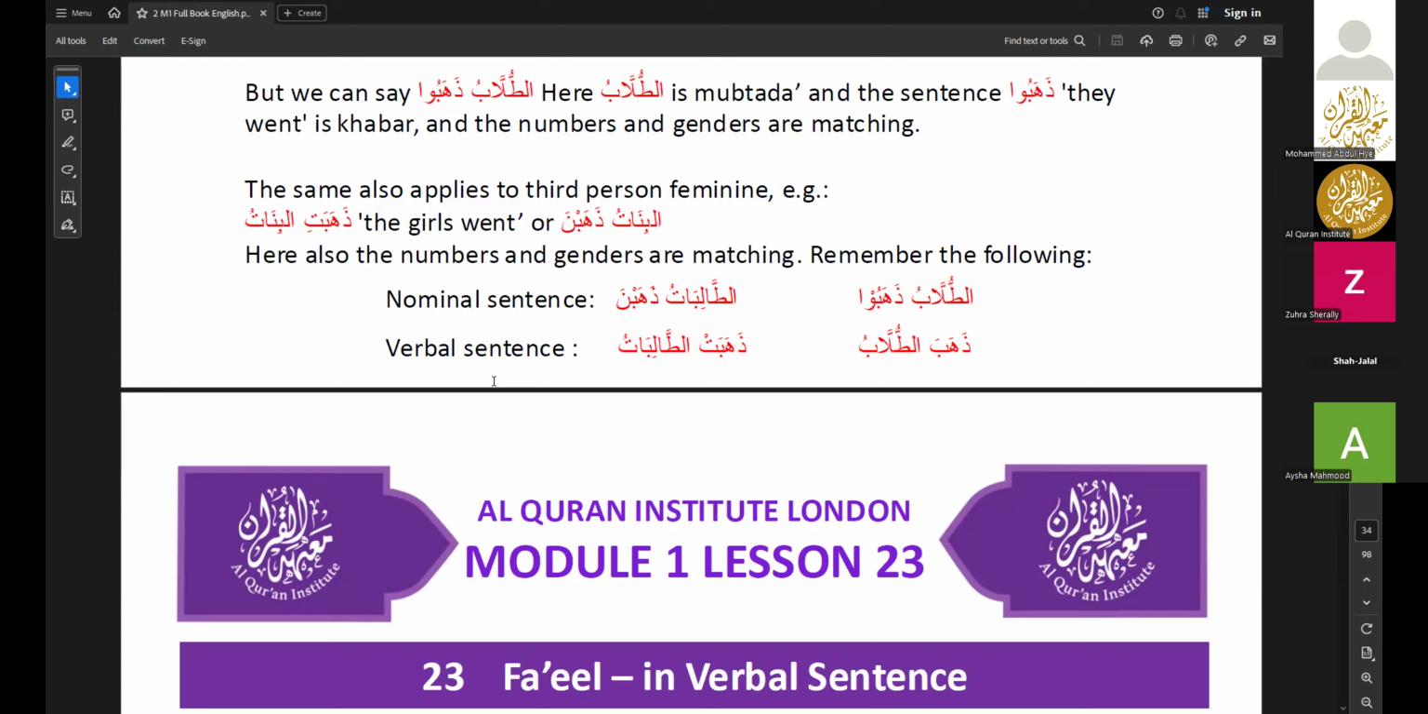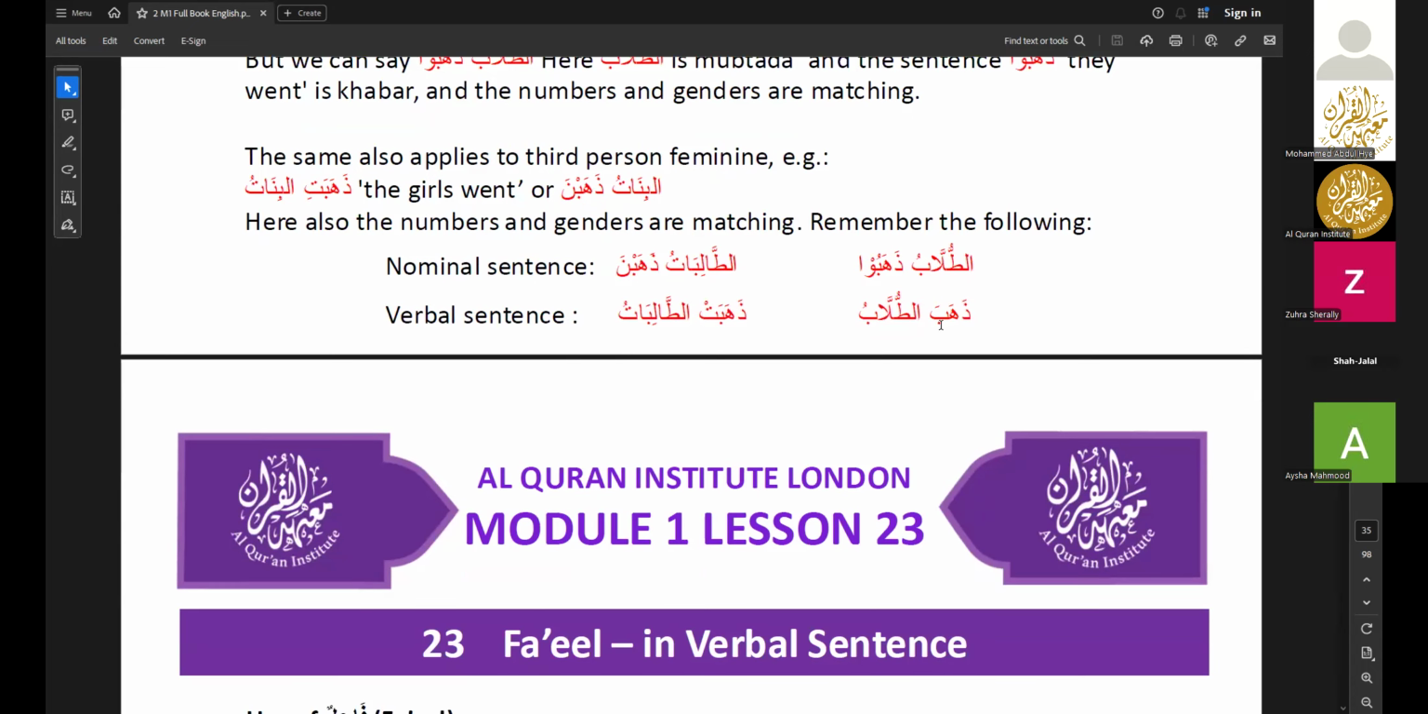Dhahaba is a fa'il verb and is a huwa form verb. So we know that it is expecting an external fa'il, so at-tullabu is the outside or external fa'il. Although dhahaba is singular, it's allowed because all we need to match is gender. Dhahaba is masculine, at-tullabu is masculine.